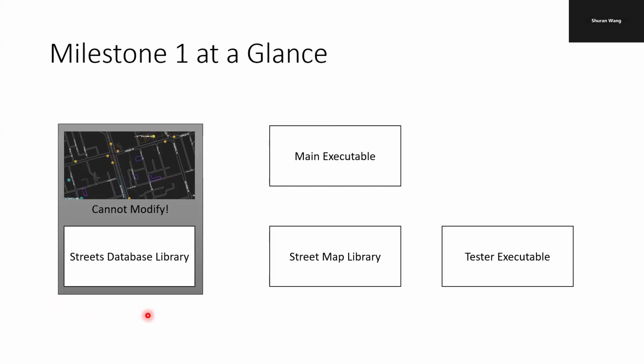So first you have the read-only streets database library. This is the library provided to you to access all of the data on a map. And this is read-only.